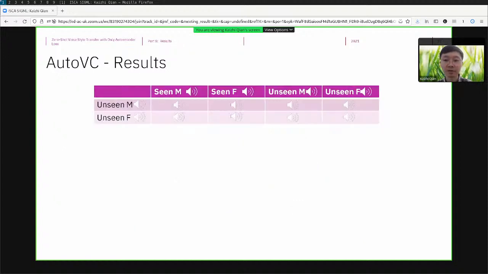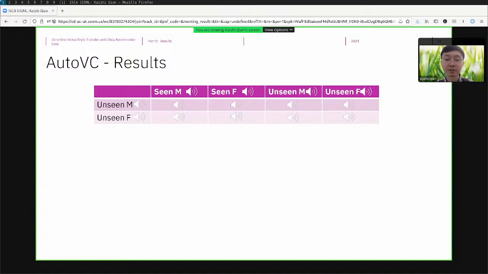So here are some results. Notice that these results we demonstrate here are from the most challenging cases, because the source speeches are all unseen in the training set. So for example, let's see this unseen male voice converted to a seen male voice. So this is the source.